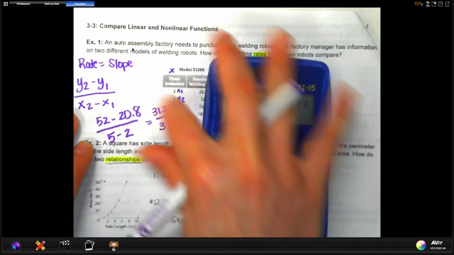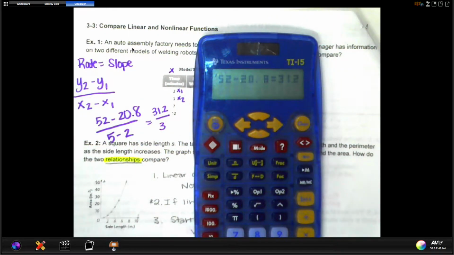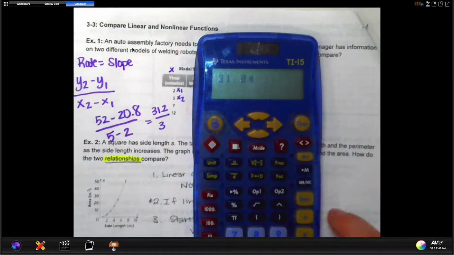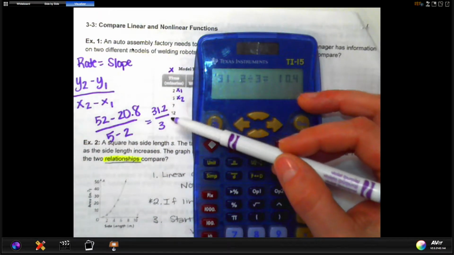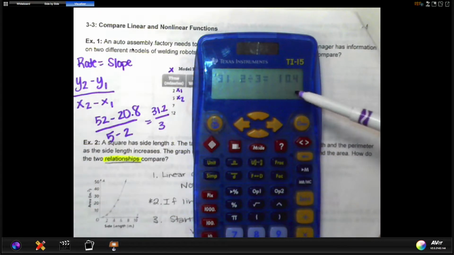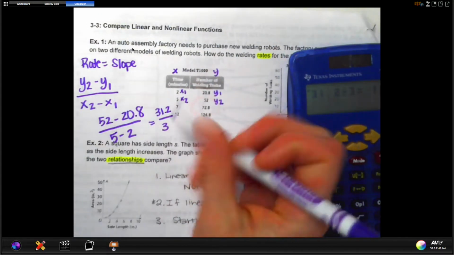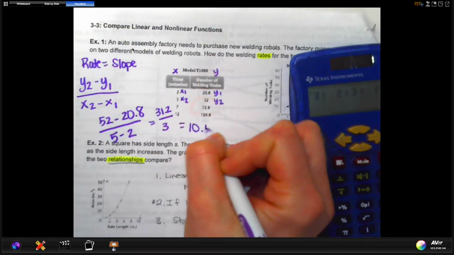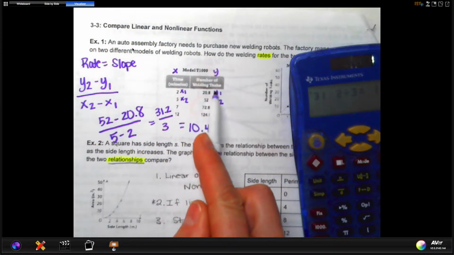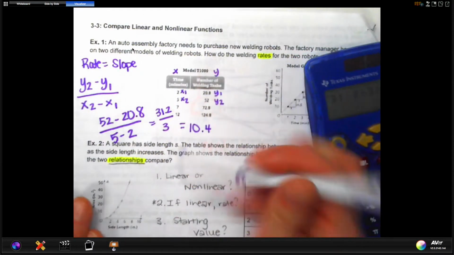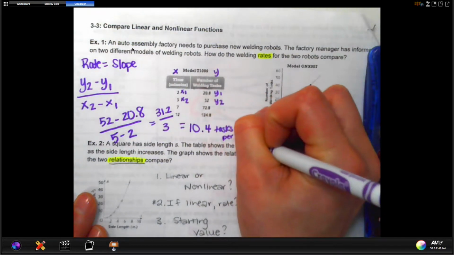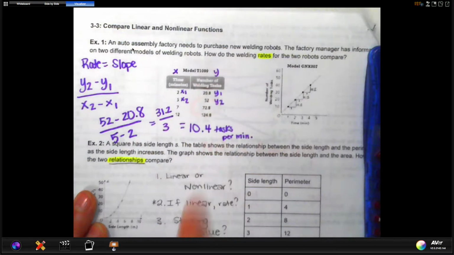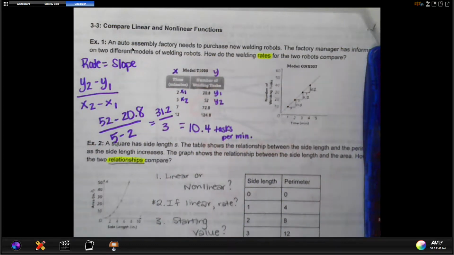And now for a rate, we want to divide, okay? So 31.2 divided by 3 is going to give us 10.4. A lot of times in the last chapter, we just left this a fraction. When we're doing rates, sometimes we're going to end up with decimals. So what this means is that our rate here is 10.4 welding tasks per minute, okay? So we're going to write that in, tasks per minute for this robot, because we're trying to compare something in real time, in real life.